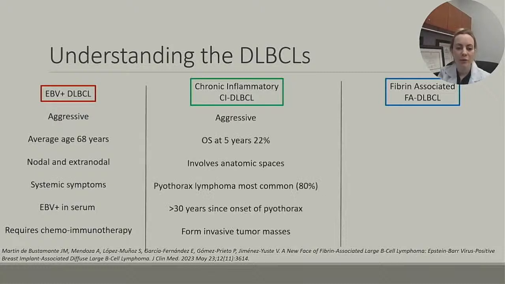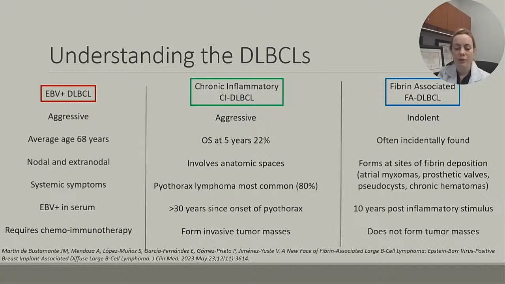Now, chronic inflammatory diffuse large B-cell lymphoma is also EBV positive, but it's its own separate category because of its clinical presentation and that it tends to involve specific anatomic spaces. The most common example of this is pyothorax lymphoma. So this typically arises about 30 years after the presence of a chronic pyothorax. This is also very aggressive, very poor prognosis.